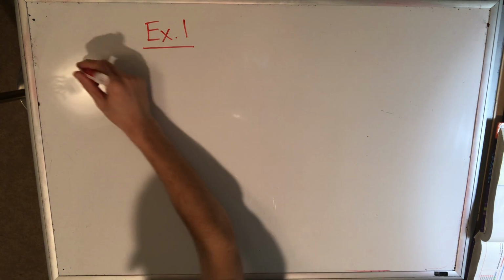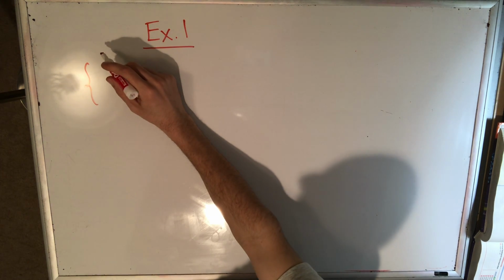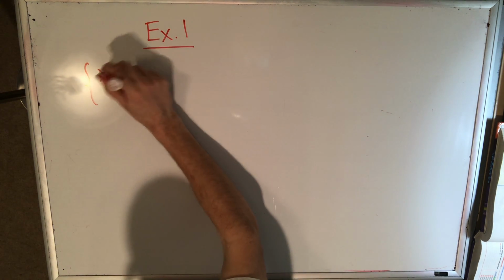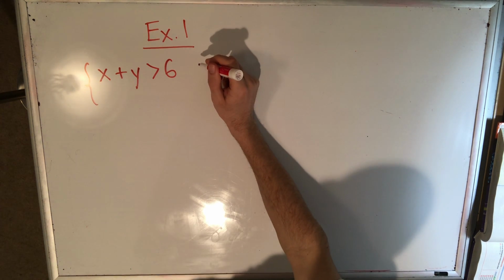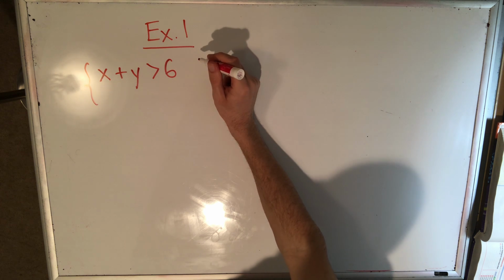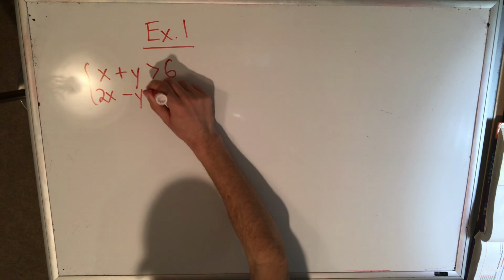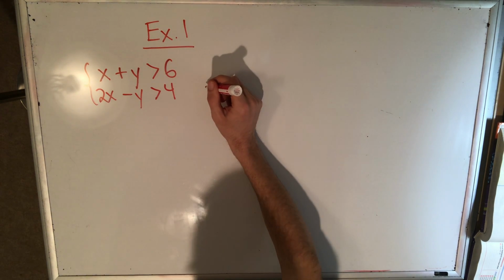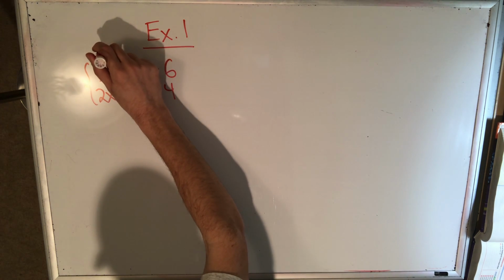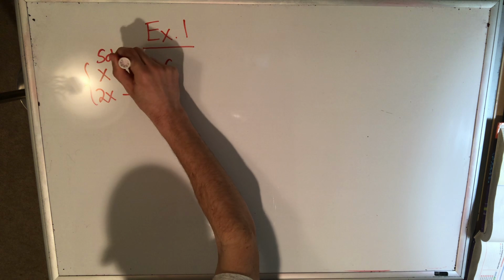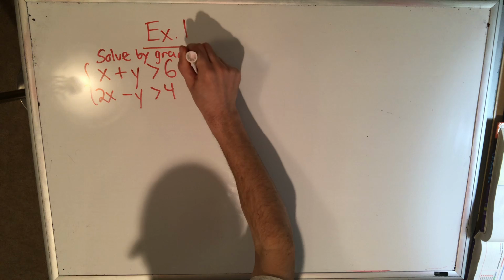We're given the system of inequalities: x plus y is greater than 6, and 2x minus y is greater than 4. So we need to solve by graphing. That's really the only way we can solve this.